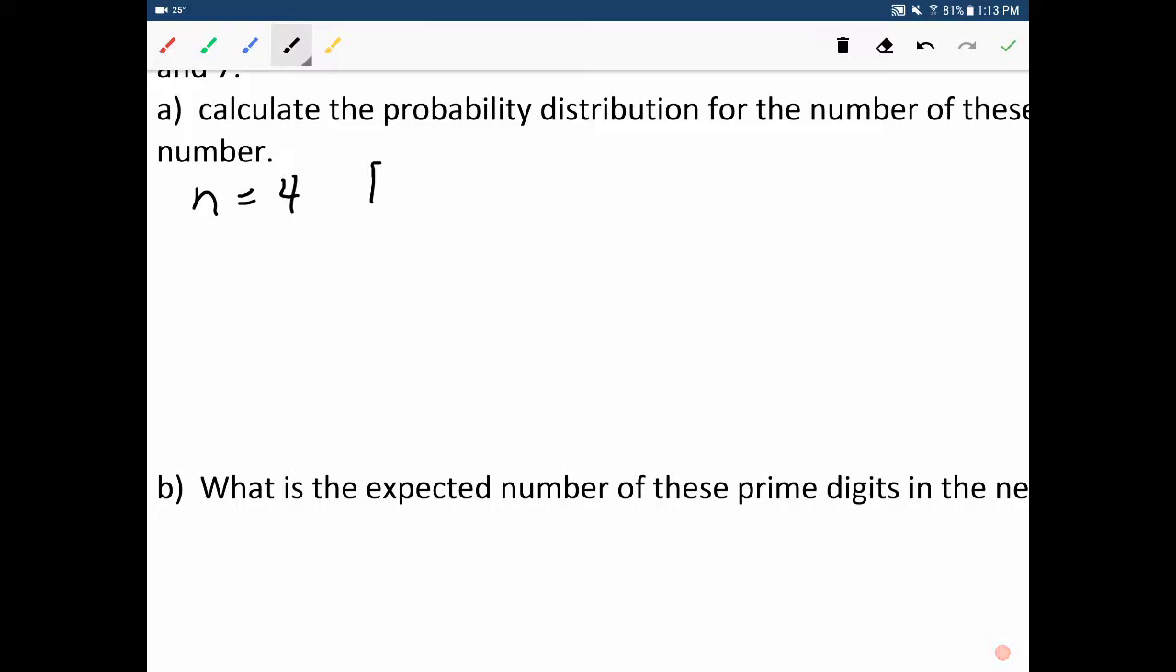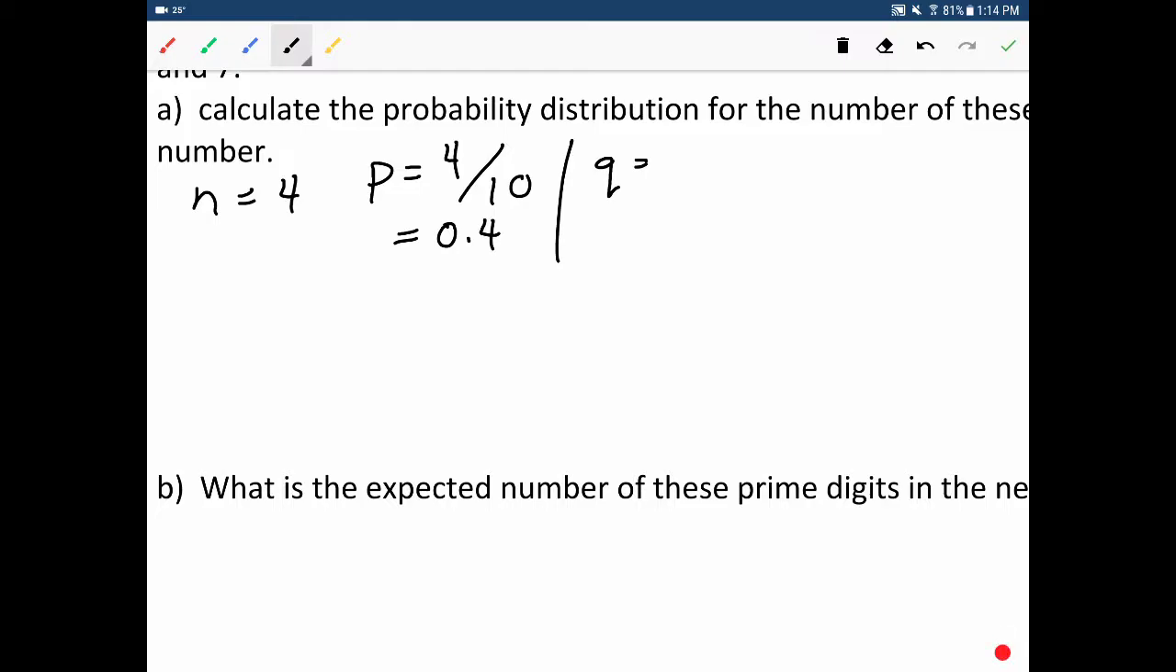Our P, our probability of success, well, there were 4 numbers that Jamie liked, and that's out of the 10 possible digits, 0, 1, 2, 3, 4, 5, 6, 7, 8, 9. She only liked the 4 prime numbers. It's worth noting that you could reduce this, but usually in these cases, it's actually easier to just rewrite it as 0.4. Okay, and then the probability of failure, the Q, how you figure this one out is up to you.